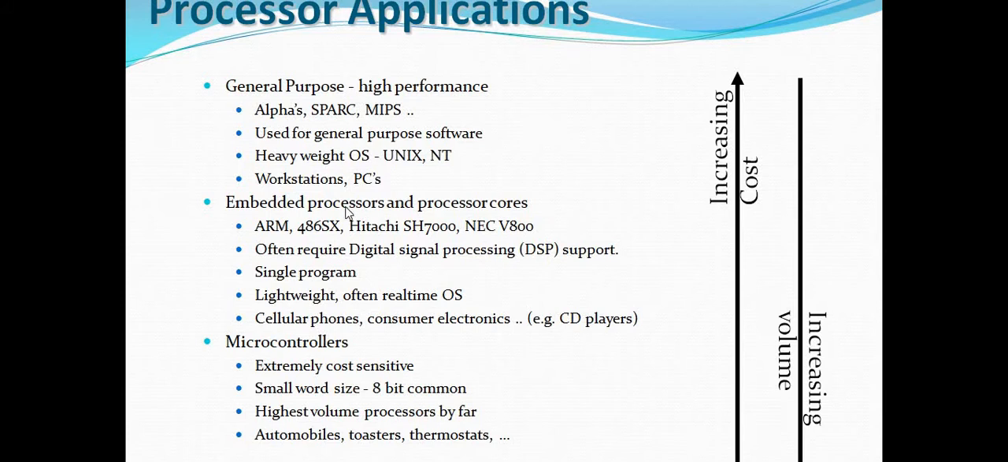Next one, workstation PCs. For workstations also we are using a processor. Next one, embedded processors and processor cores. How are they used? They are different in embedded systems. There is the ARM processor, the 486 and x86 series, Hitachi SH7000, NEC V800. These are the different types of processors we are using in embedded systems. Often they require DSP support to process the signals. That's what we just want to see, the application of the digital signal processor, where it will actually be used.